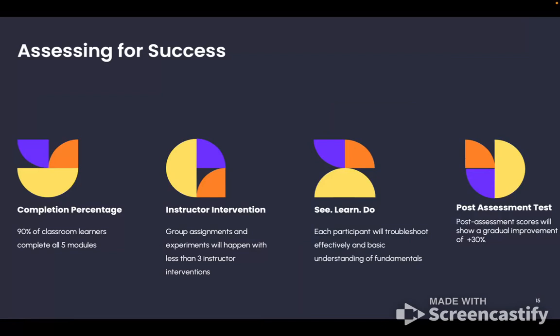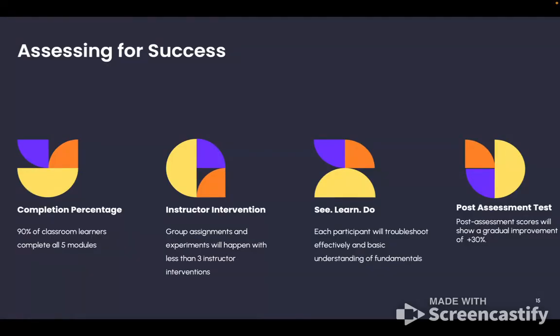The completion percentage, the goal for assessment, will be 90% of all classroom learners complete all 5 modules. Group assignments and experiments will happen with fewer than 3 instructor interventions. So ensuring that if you do need help, use it. But as long as you can do this with 3 or less, that is the goal and the model to take. Each participant will troubleshoot effectively and show a basic understanding of fundamentals. And in the post-assessment test, the post-assessment scores will show a gradual improvement of plus 30%.